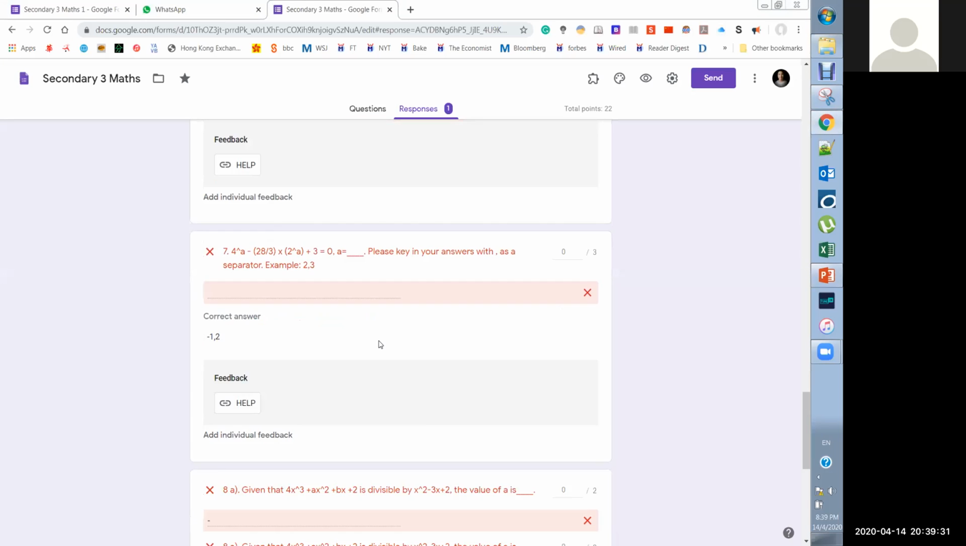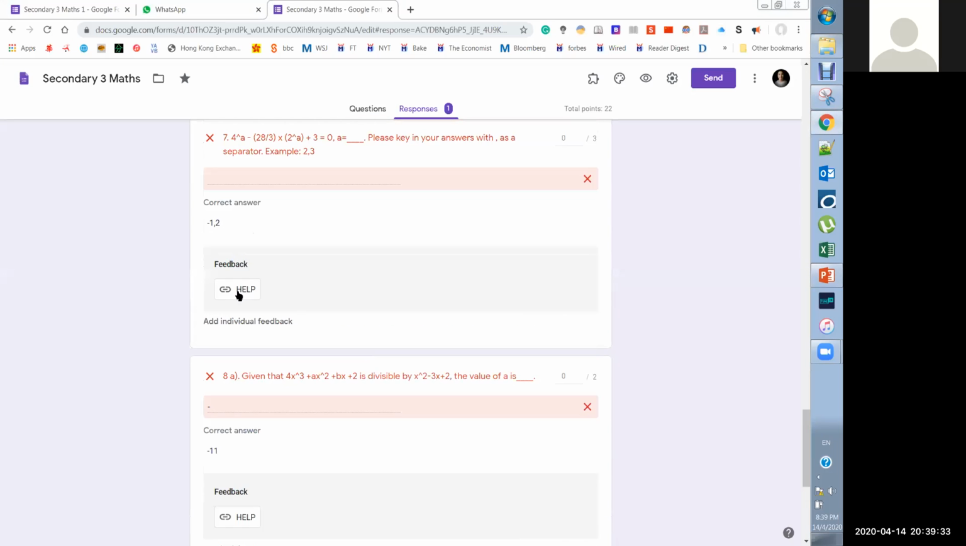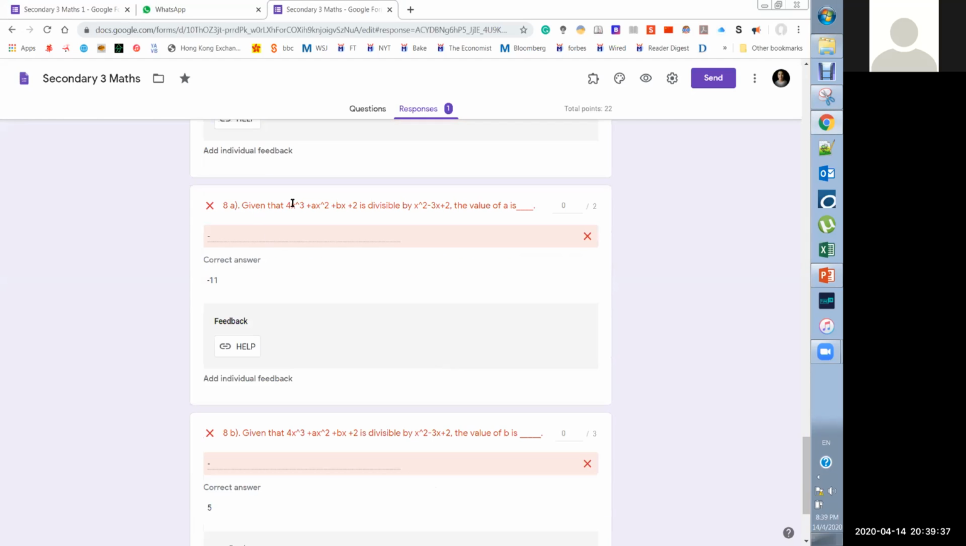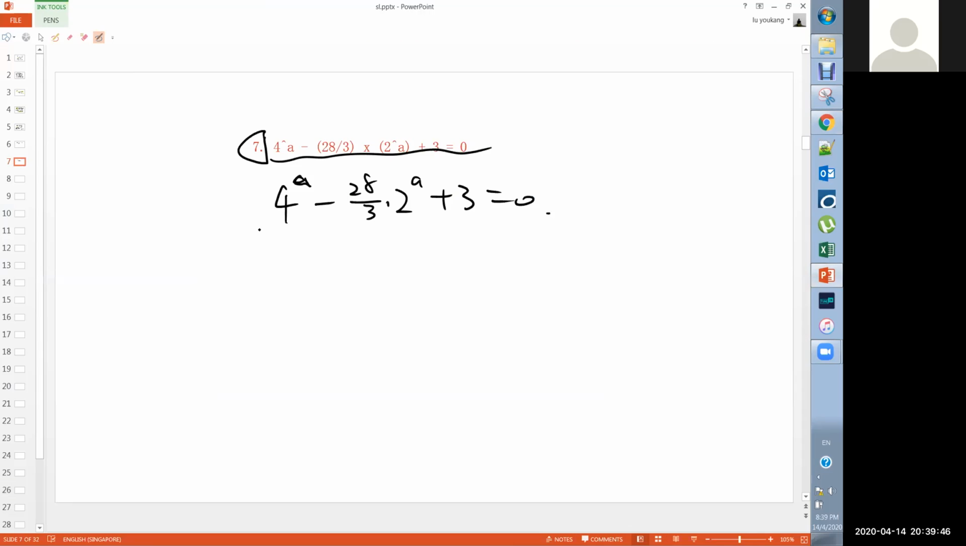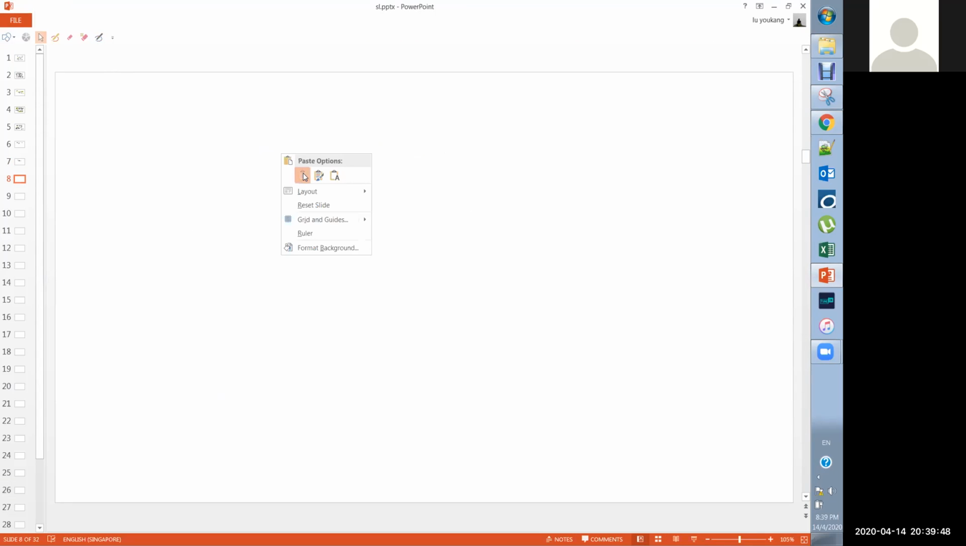Okay, next question. Question 8. If you don't know how to do, you can also get help. I think I have a similar question to this. Okay, given that this thing is divisible by this one. Our teacher only teach us divided by 2 terms, but not 3 terms. I don't know how many terms, but let me just get this question out.